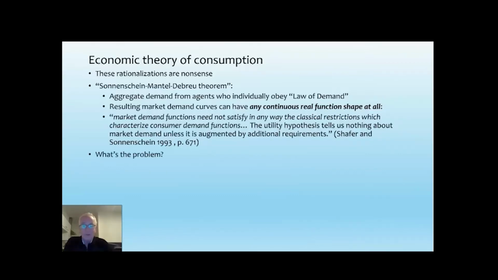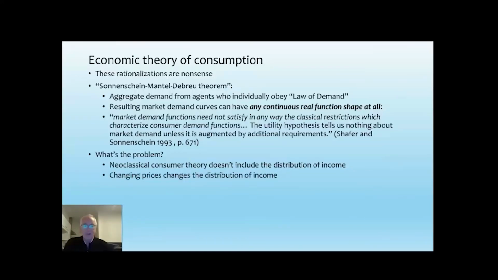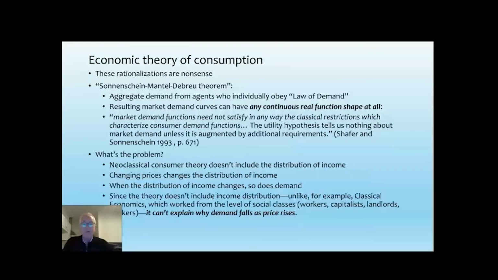Of course you don't. So the problem fundamentally is that neoclassical theory leaves out the distribution of income, whereas the classical school that preceded it included the distribution of income because it classified people into social groups. Now, if you change prices, you change the distribution of income. And when the distribution of income changes, then so will demand. And since the theory doesn't include that, it can't explain why demand will fall as price rises.